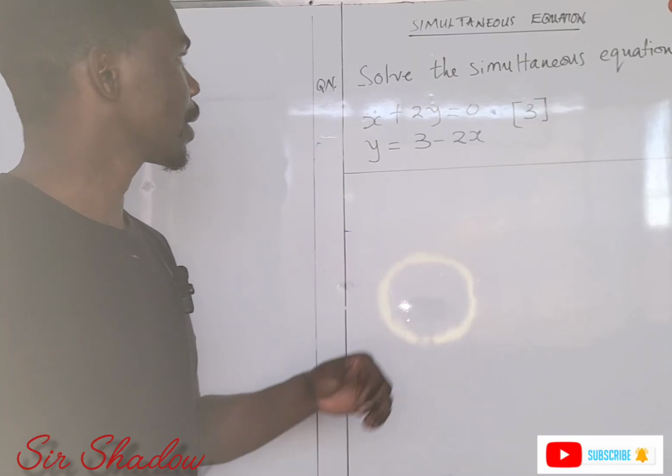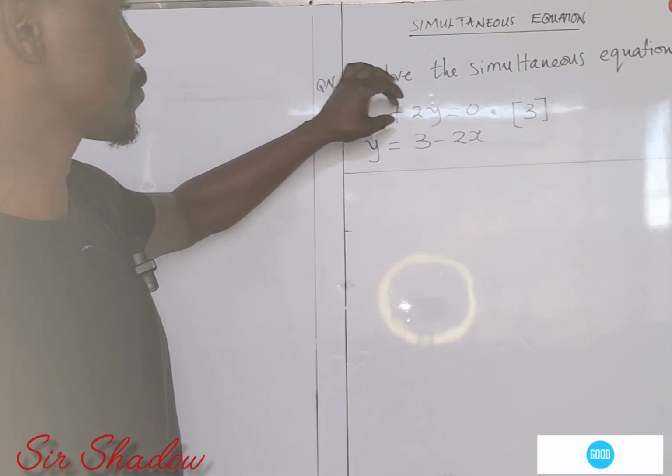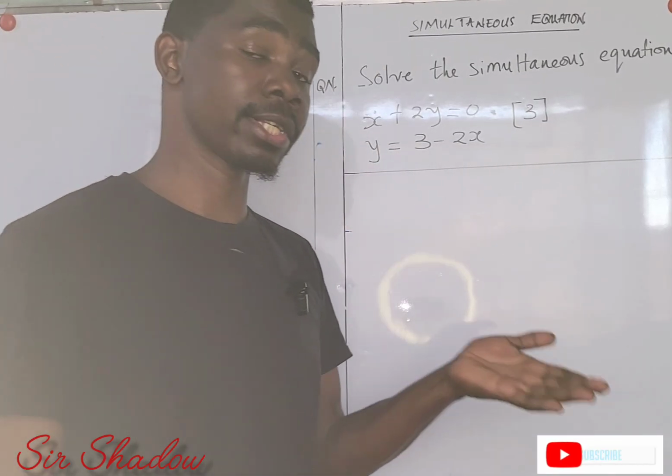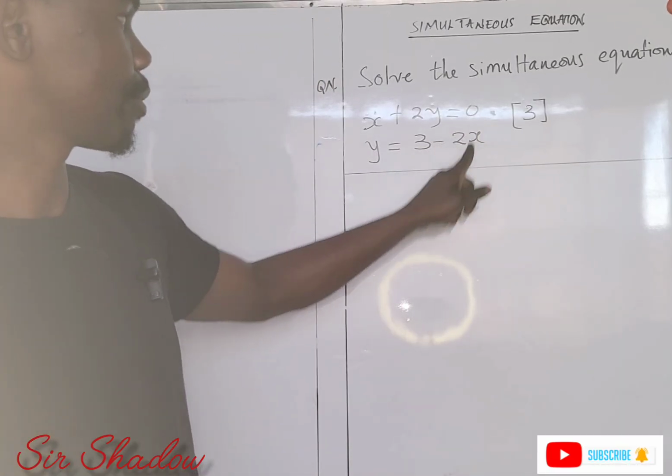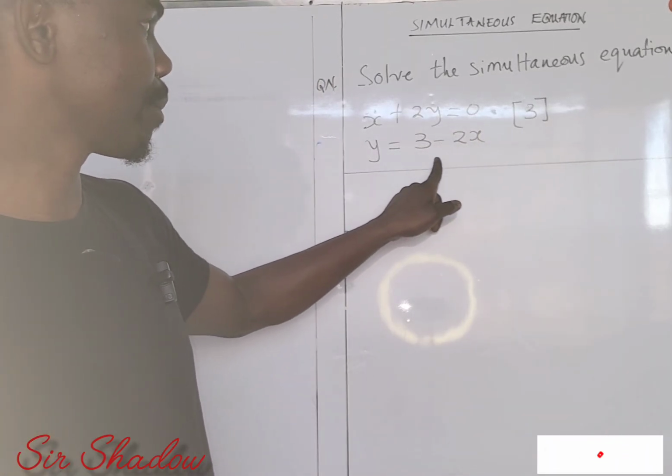All right, so we are given this question. Remember, we asked you to solve this simultaneous equation: x plus 2y is equal to 0, and y is equal to 3 minus 2x.